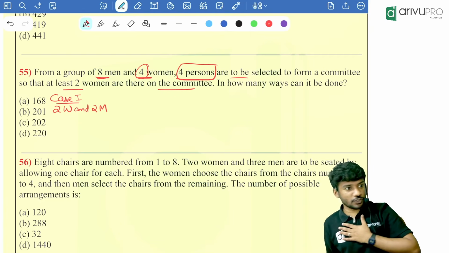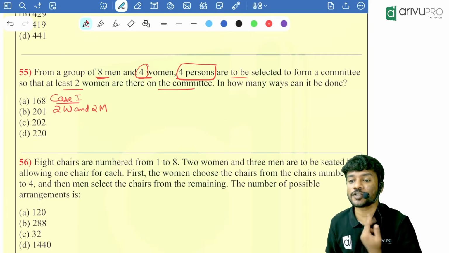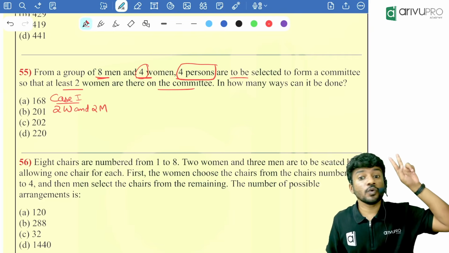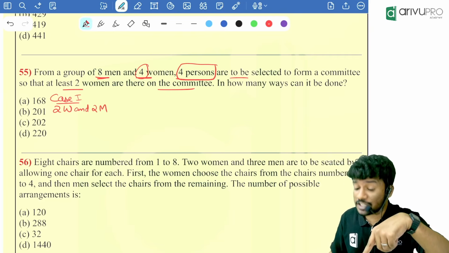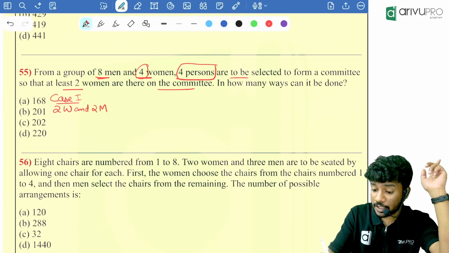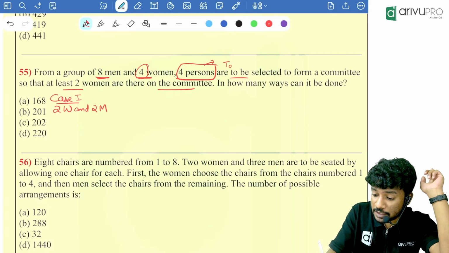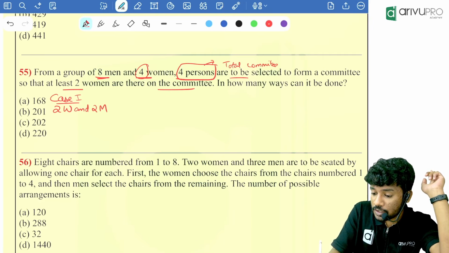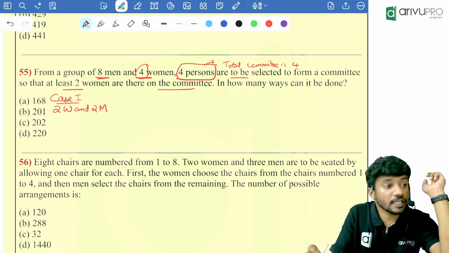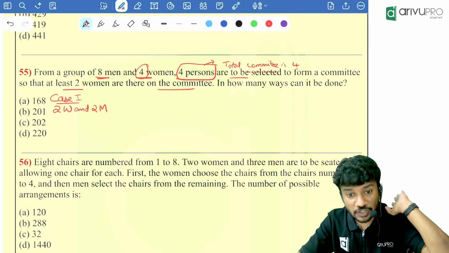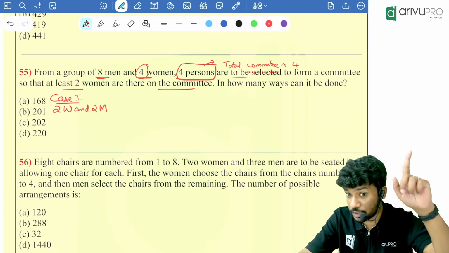I should choose 2 women and how many men? 2 men. Why did I choose 2 men? At the end of the day, the total number of people in the committee is what? Total committee is 4. I require 4 people for the committee. That is the condition. Keep it in your mind.